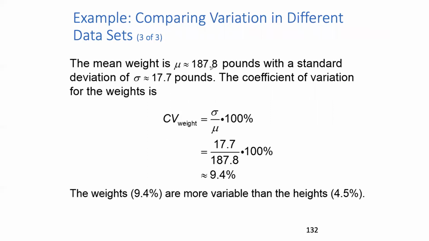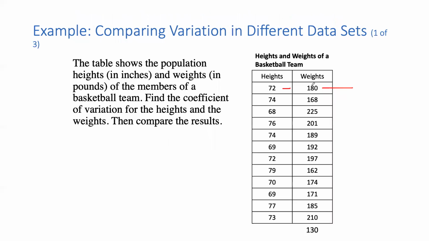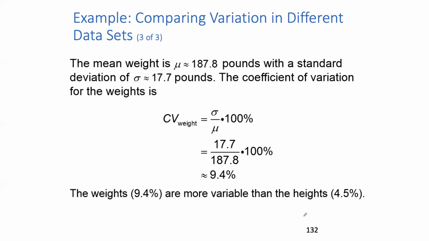The average weight, if I calculate the average of this column of numbers, is 187.8 pounds, and the standard deviation there is 17.7. So the coefficient of variation is 9.4%. What this tells me is that the standard deviation is about 9.4% as a proportion of the mean. This essentially scales everything by the mean of the variable that you're considering.